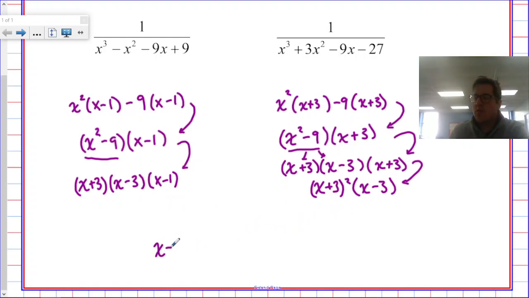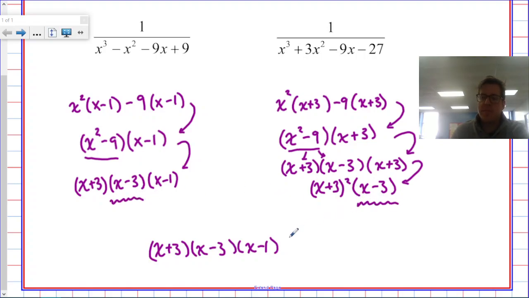So x plus 3, x minus 3, and x minus 1. If something is used twice, so for example, x minus 3 is in the left expression and in the right expression, we don't need to write it twice, we just write it once.